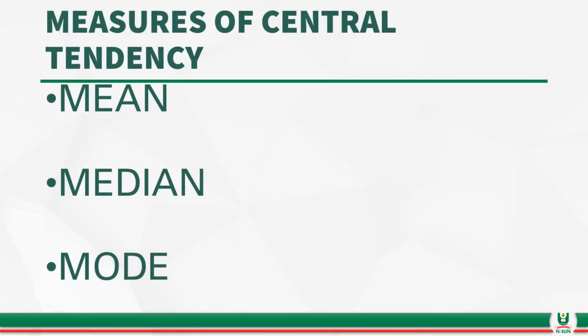So this brings us to measures of central tendency. What are the measures of central tendency? The measures include mean, median, and mode. These are terms used when measuring central tendency. So we'll discuss them one after the other.